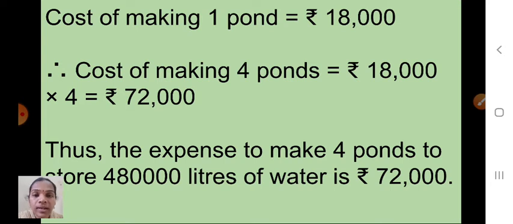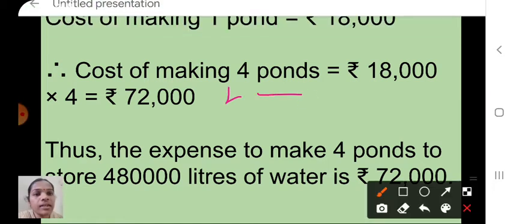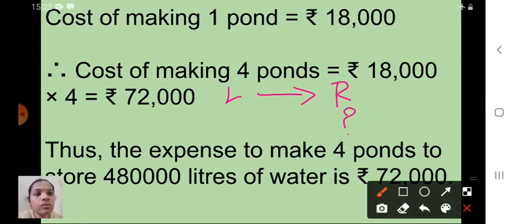Okay, children? So how will it be known? When you read the question, it will be known. Which thing you know, that you have to write on the left hand side. Which one you have to find, that you have to write on the right hand side. Okay, afterwards you have to divide. Okay, children? So after that division, what do you have to do?